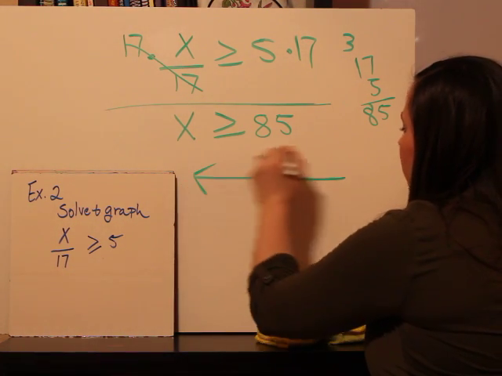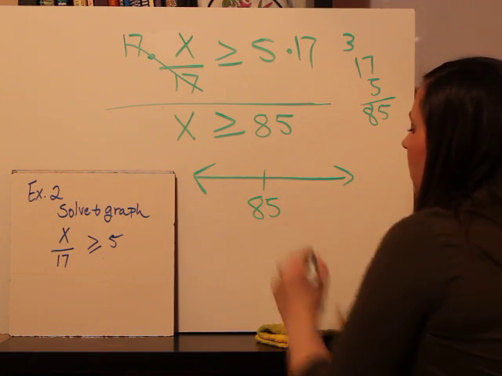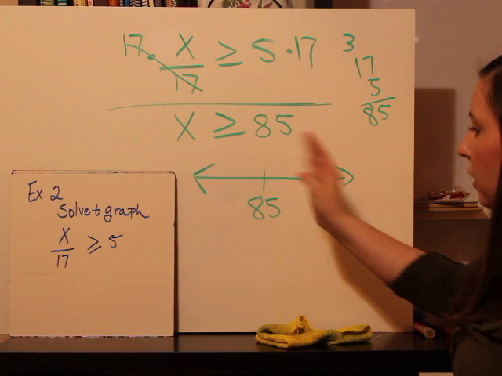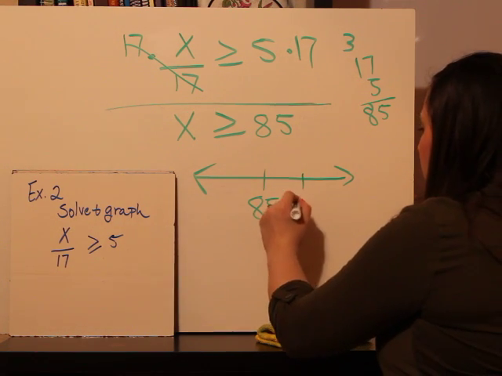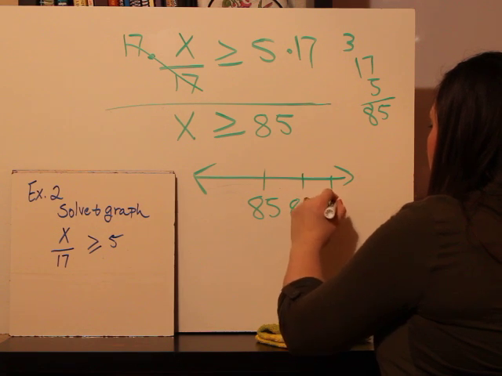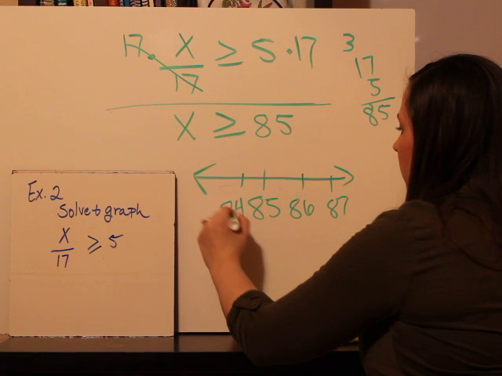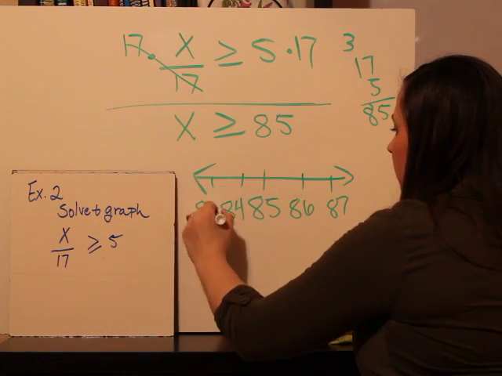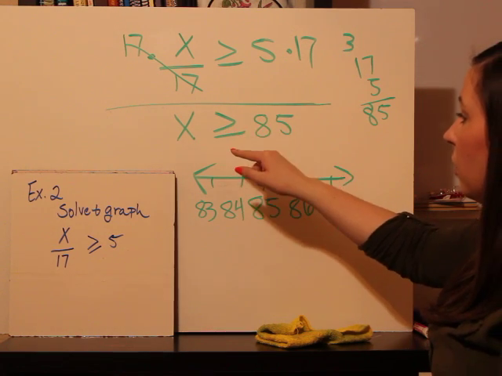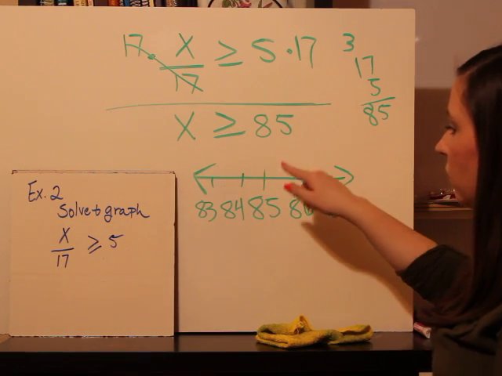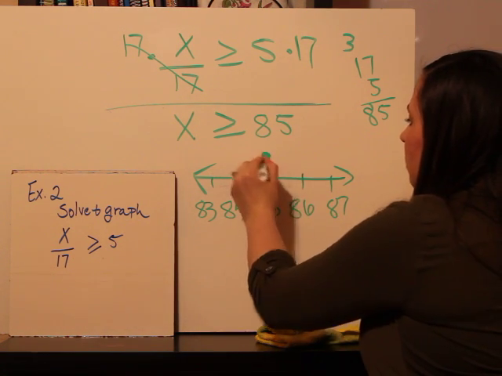Now we have to graph. Put 85 on your number line. Give it some friends on the right and the left. So 85 to the right would be 86, 87. Going back this way, 84, 83. And now we look. x is greater than or equal to 85. So you go to 85, since it's an or equal to, we get a closed circle.